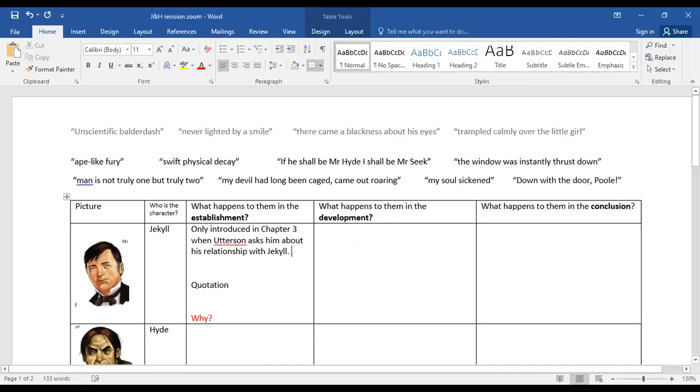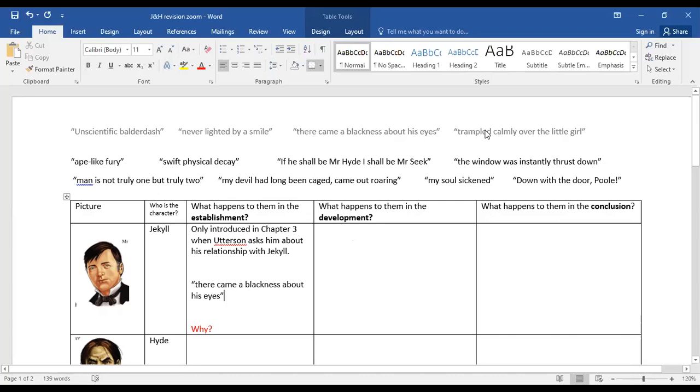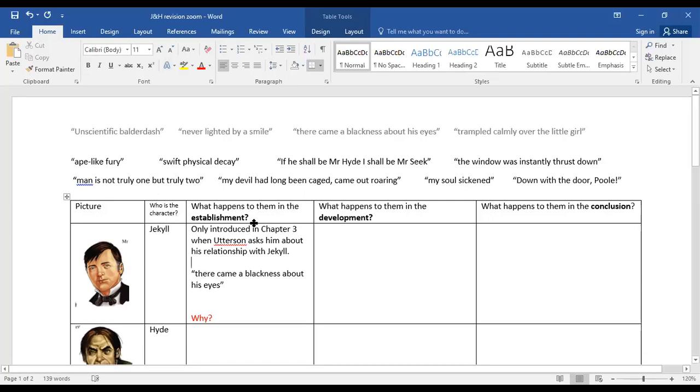The quotation is, "there came a blackness about his eyes." These quotations are the ones for the establishment, and these are the ones for the development. Now, in this first example, when Utterson asked Jekyll about his relationship with Hyde, Jekyll talks about there being a blackness about his eyes.